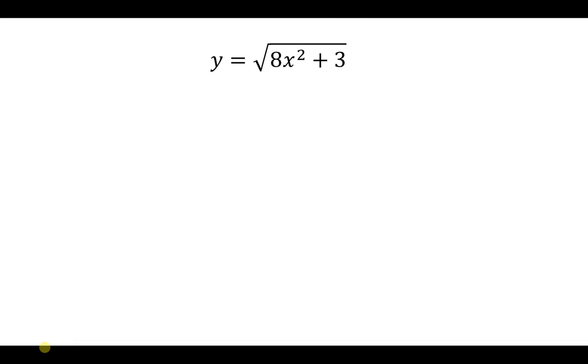Now, why don't you pause the video and see if you can figure out how to do this one. I can start you off by saying that you're going to write this as 8x squared plus 3 to the 1/2 power. Now pause the video and see if you can come up with the answer, then come back to the video and see if you got it.